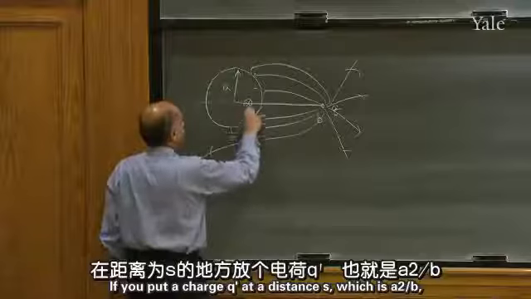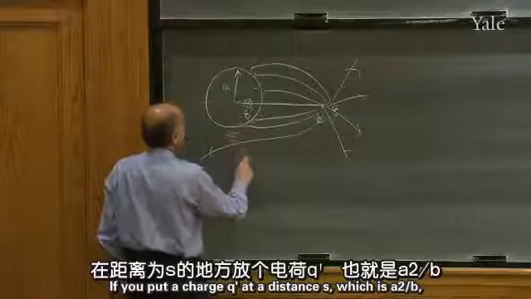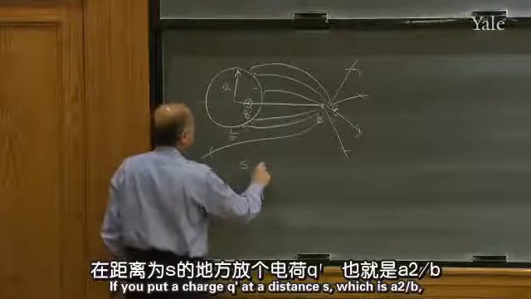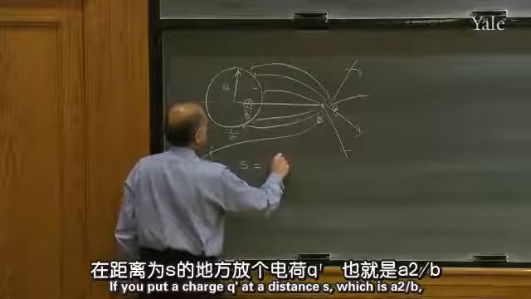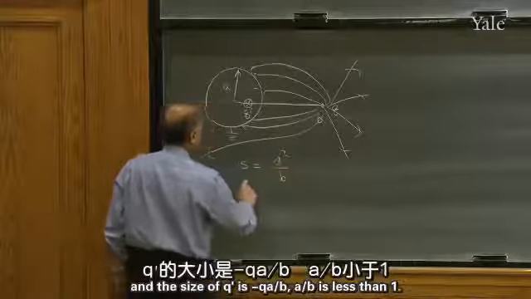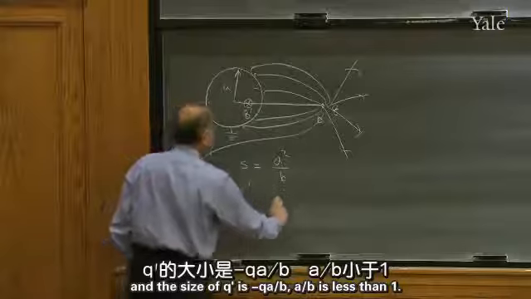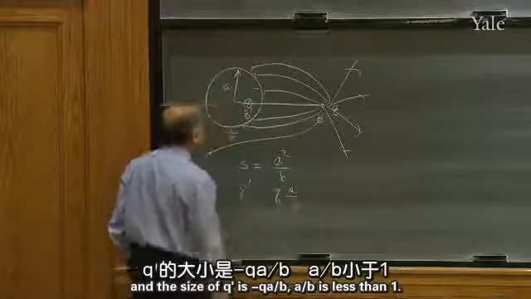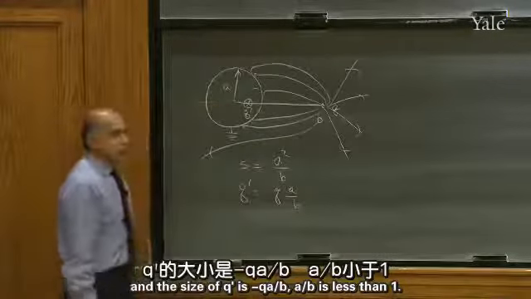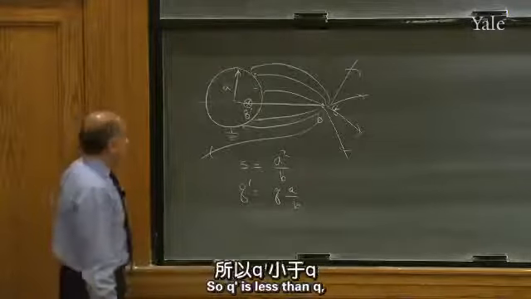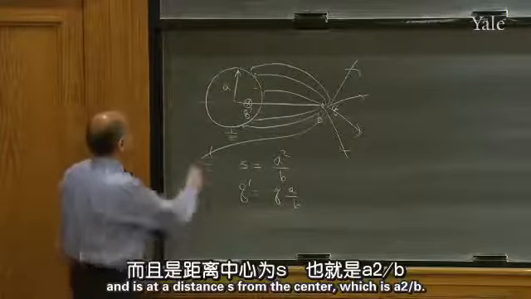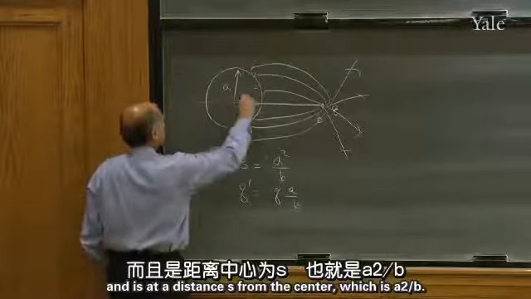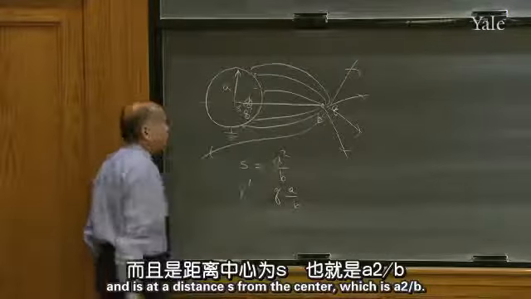That if you put a charge q prime at a distance s, which is a square over b, and the size of q prime is minus q times a over b. A over b is less than 1. So q prime is less than q, and it's at a distance s from the center, which is a square over b.